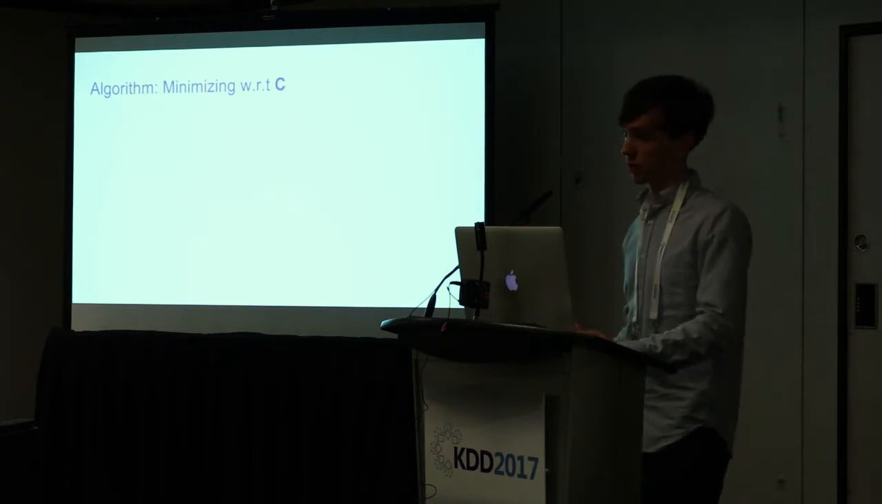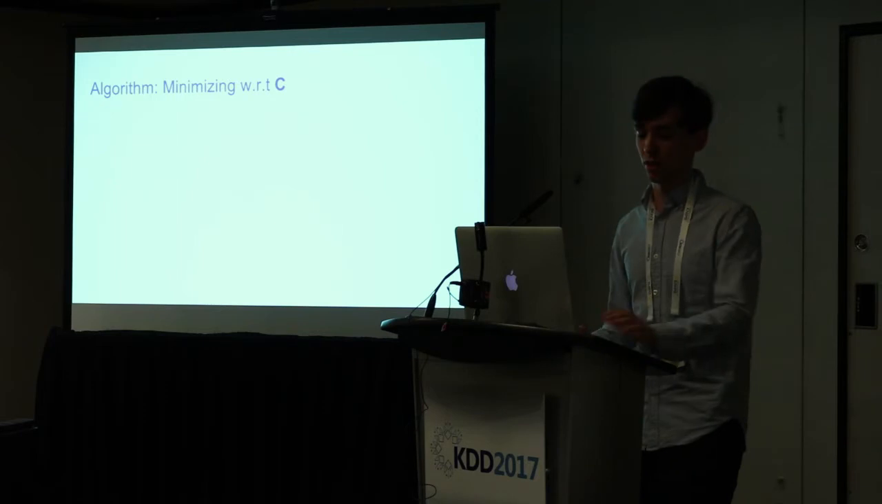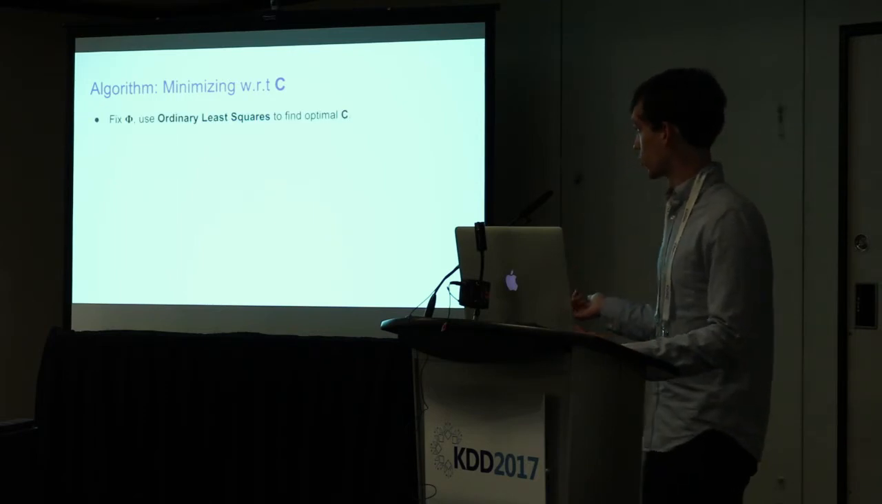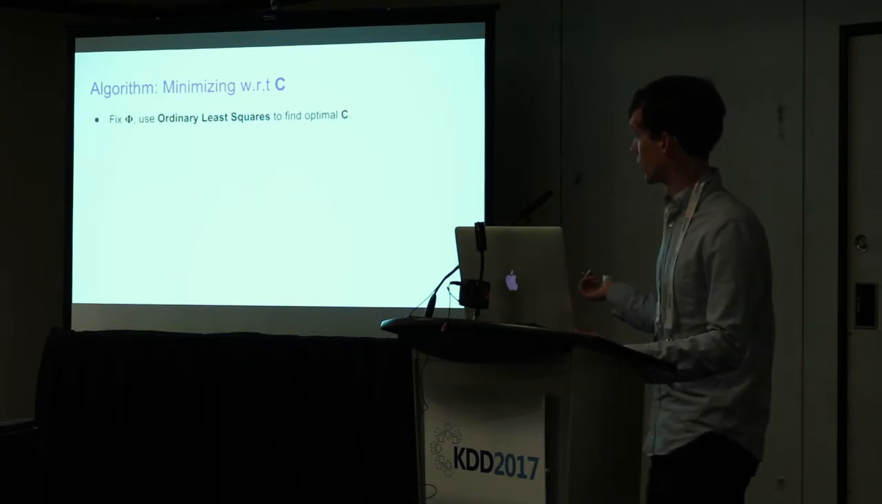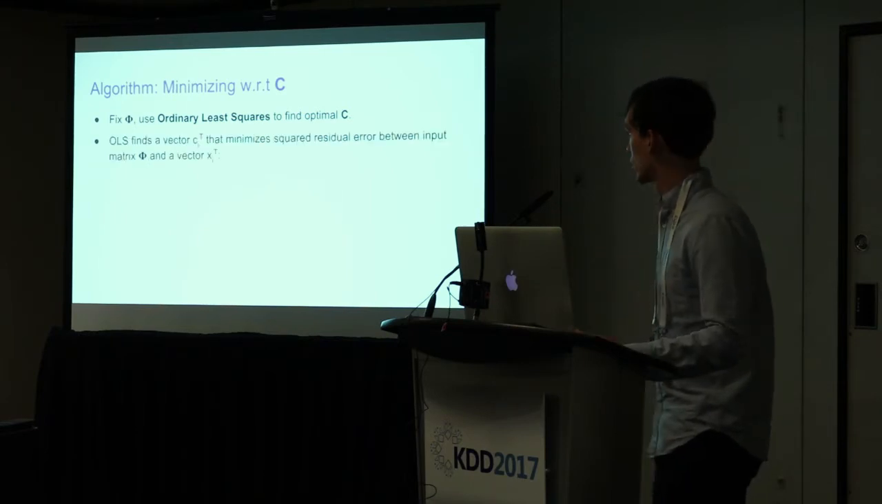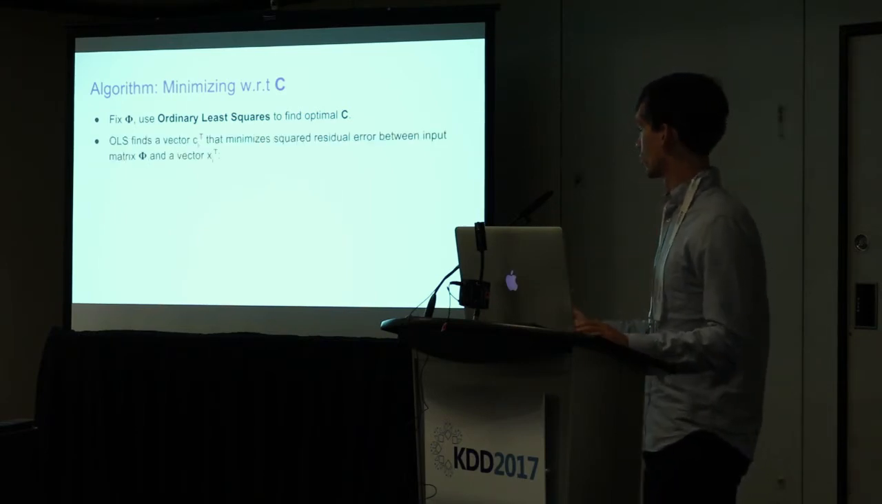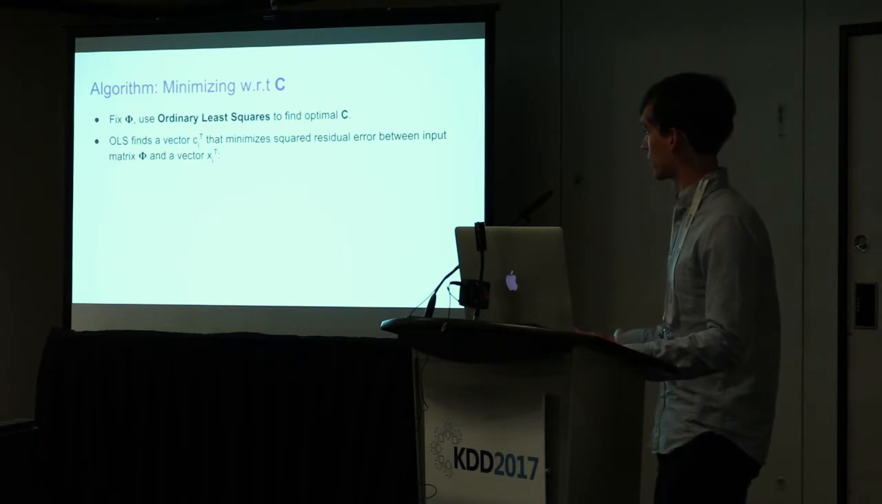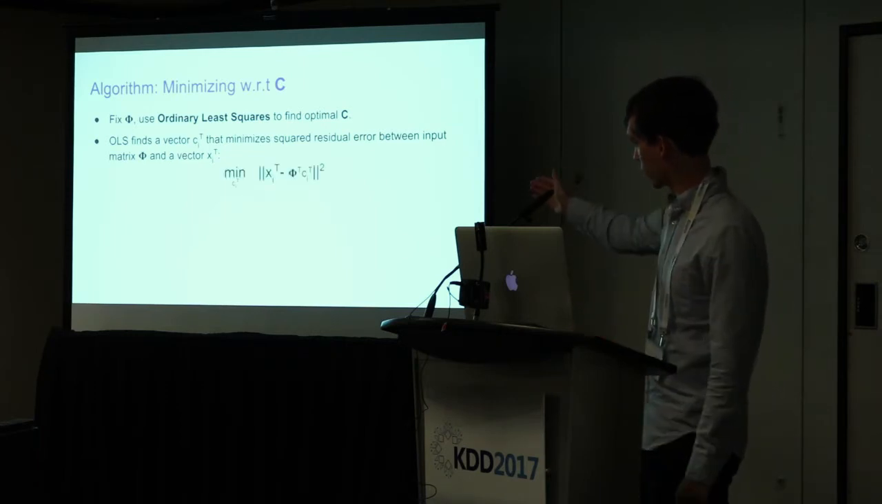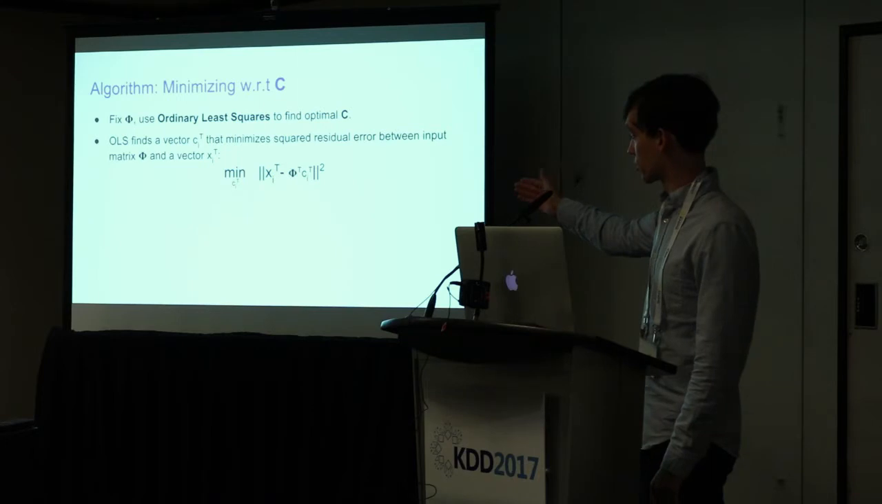Now, minimizing with respect to C is actually no different from generalized kMeans. You can actually use ordinary least squares to find the optimal matrix of representatives. I can go into more details about this, but basically it's exactly the same. It's just ordinary least squares. You get the following objective, and you can find C transpose.